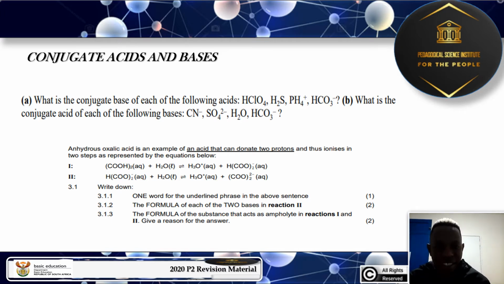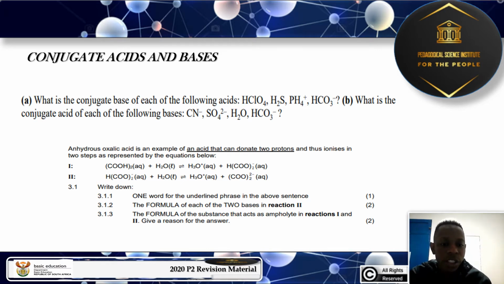We can see that this statement is underlined: an acid that can donate 2 protons. What does that mean? You have learned it, guys. I have told you, they are going to ask you in your final exam. So, an acid that can donate 2 protons, you know what that means? And thus ionizes in 2 steps as represented by the equation.